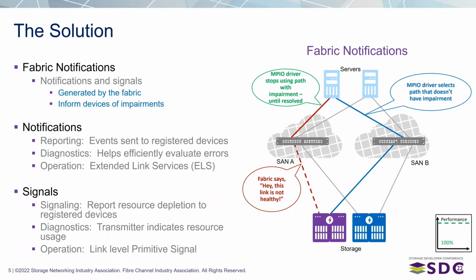I'm not going to use the marginal link. In my path selector, I hang that on the wall and say, he's marginal. I shift all my workload to the other path, and my performance returns to 100%. Fairly straightforward.